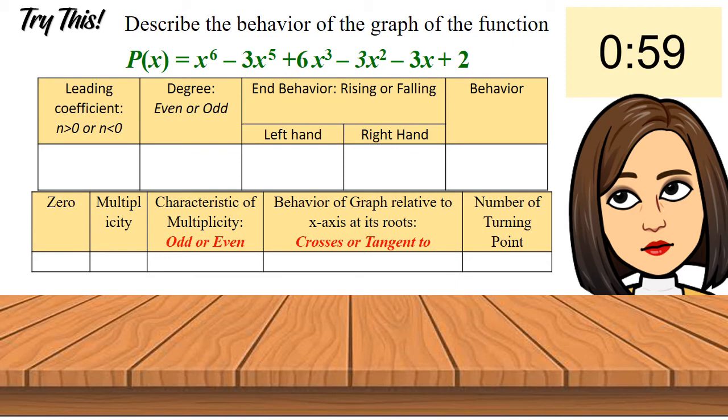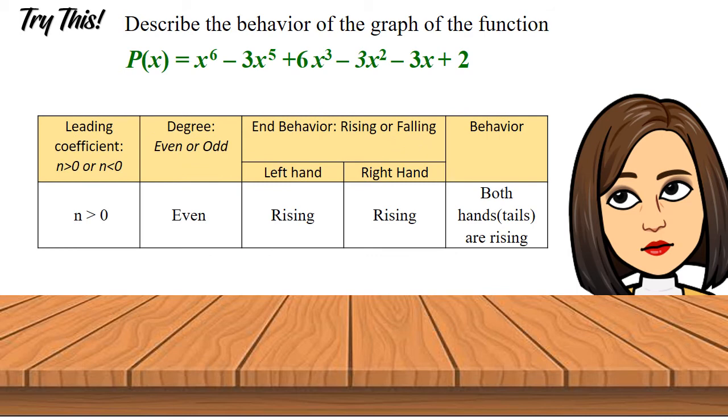Now, let us check your answer by comparing it to mine. See if you got it right. Let's start with the leading coefficient test. Our leading coefficient is greater than 0. The degree is even, so the end behavior of our graph is that the left hand is rising, the right hand is also rising. Therefore, both hands of our polynomial function are rising.